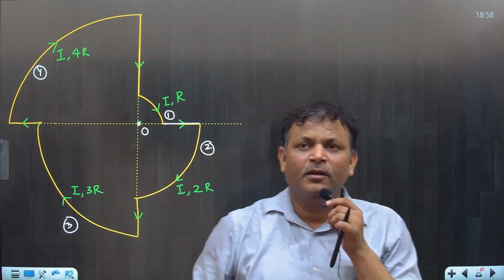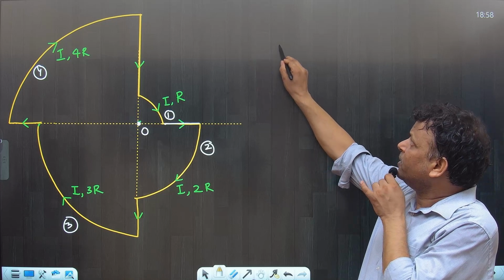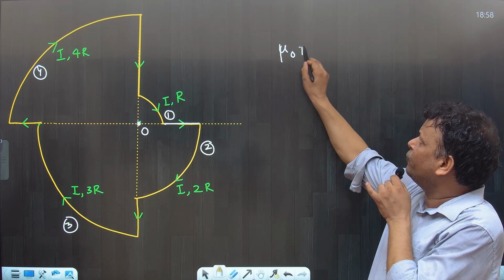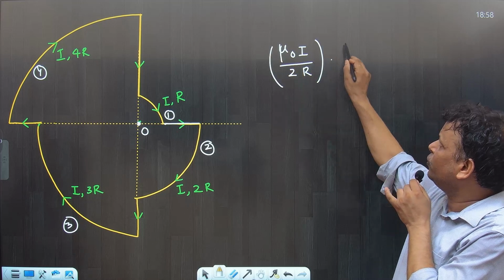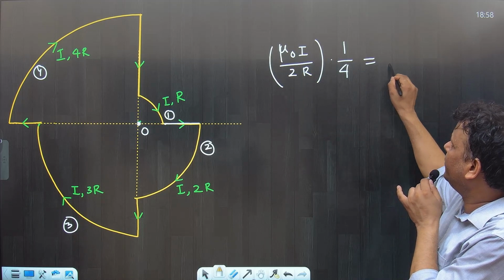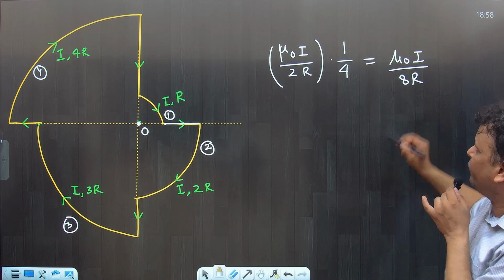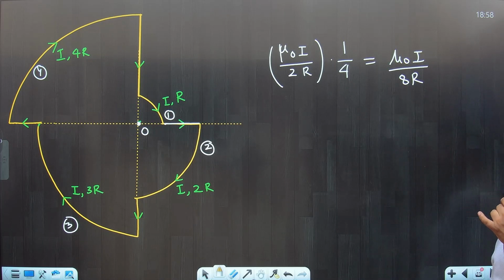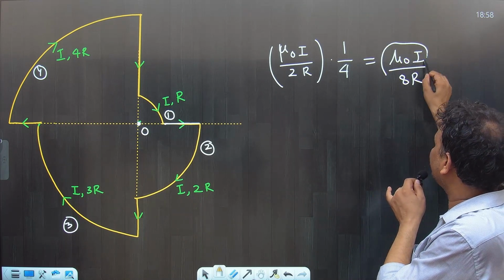So you will calculate the magnetic field. For a circle, the magnetic field formula is mu naught I by 2r. For a quarter circle it is 1 by 4 of that, that is mu naught I by 8r. It is the magnetic field due to a quarter circle. But there are 4 parts with different radii, so we will take this much common.